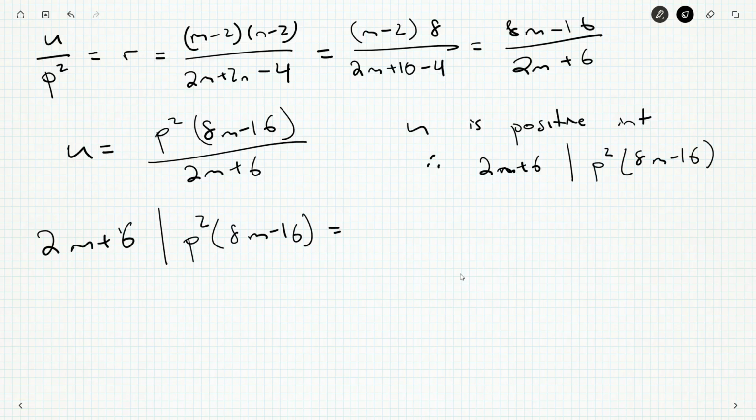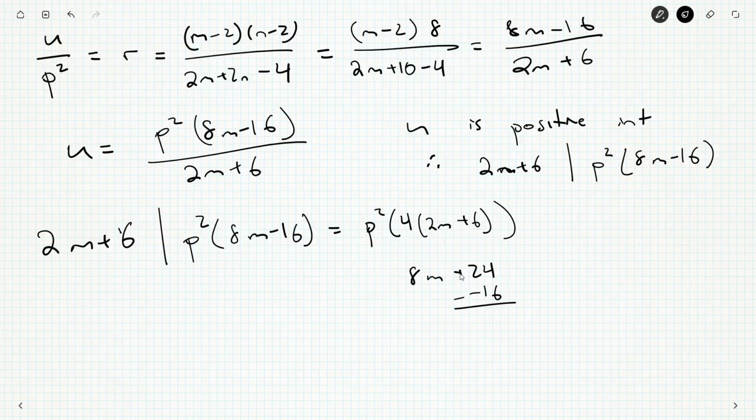Well, that's going to be, so 8m, let's multiply this by 4. So P squared 4 2m plus 6. And that's going to give us 8m plus 24. We need to get negative 16, so 24 minus negative 16 is a total of 40. So we'll say minus 40. Yeah, okay.